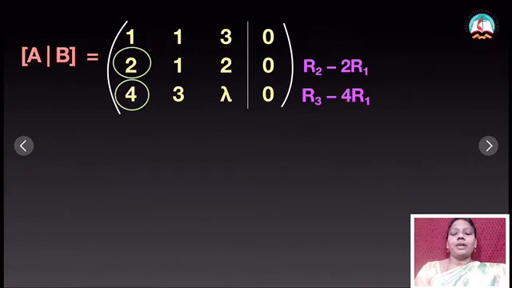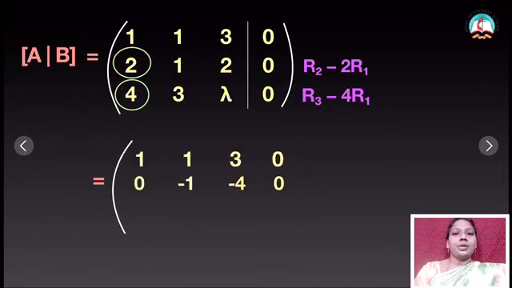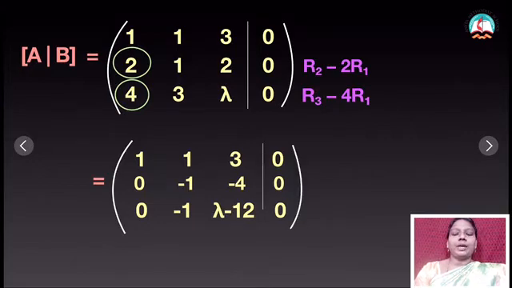Okay, so now we have to do the calculation. If you do the calculation, the first row will be as it is. If I simplify the second row, I will get it like this, and then the third row. Now just look at the third row. We have the value of lambda. But it is not yet in echelon form, because we need these three values to be equal to 0. Therefore, I am going to convert this to 0.